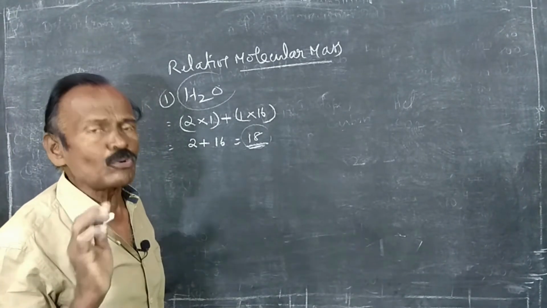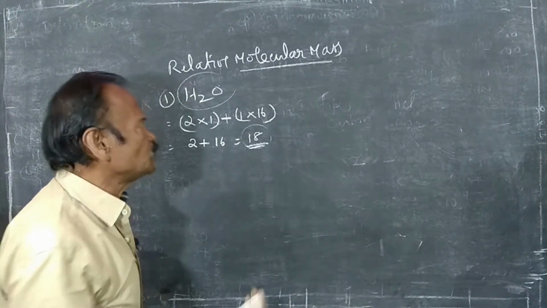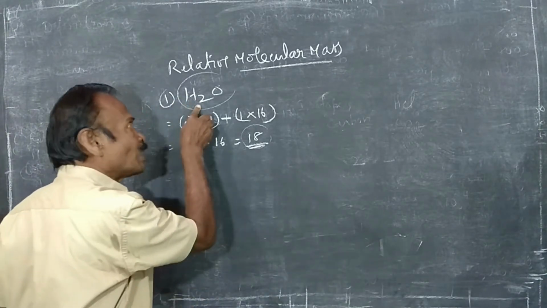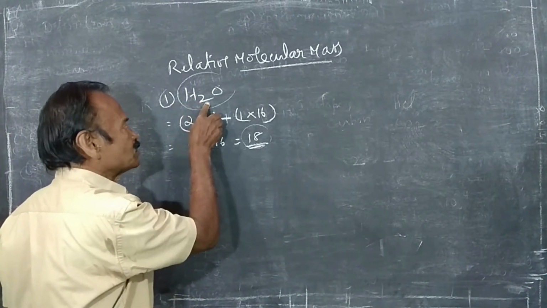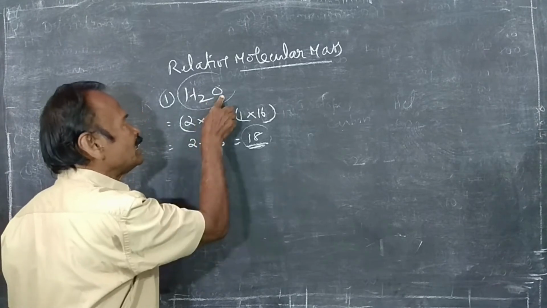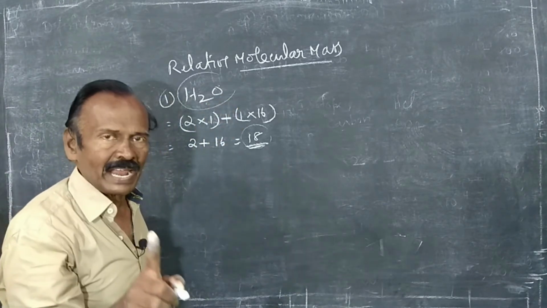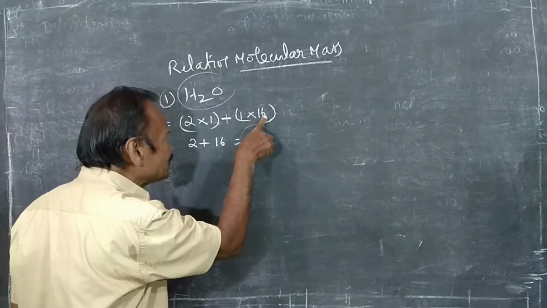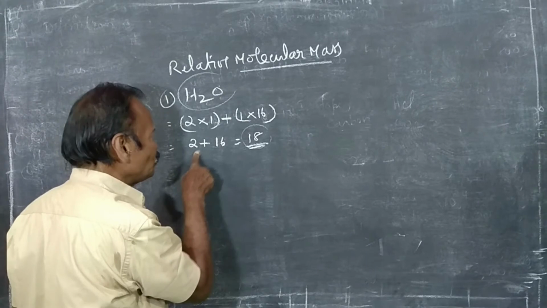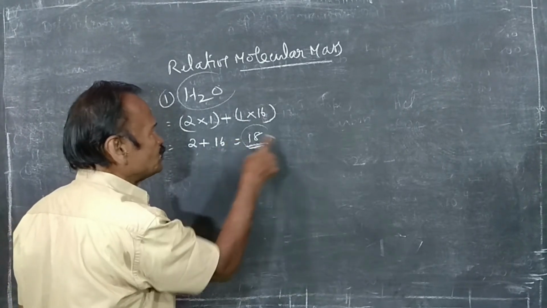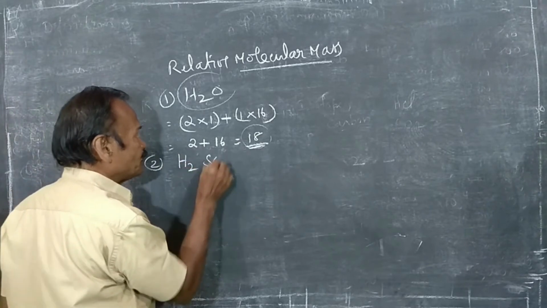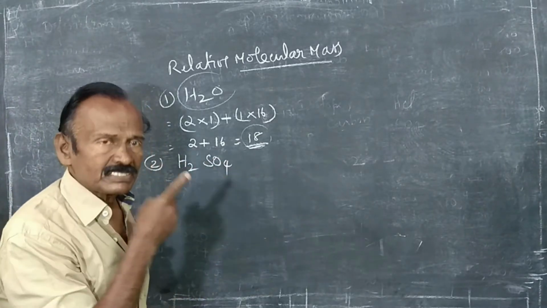How do you find the relative molecular mass? Simple. The mass of one hydrogen atom is 1. There are 2 hydrogen atoms, therefore 2 into 1. The mass of one oxygen atom is 16. There is only one oxygen, therefore 1 into 16. So 2 into 1 is 2, plus 1 into 16 is equal to 18. Likewise, find out the relative molecular mass of sulfuric acid.